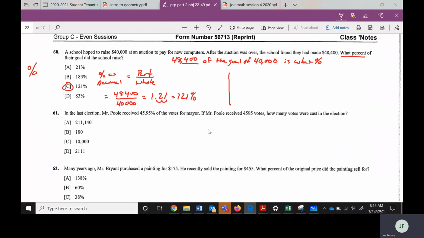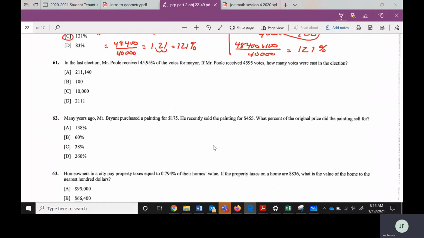Okay. The other way, finding the percent using the proportion, the whole and the part are the same. We don't know the percent. So we would take the diagonal two numbers, the 48,400 times 100, all divided by 40,000. When you do that math, you get 121, which is the percent. Okay, all right. Getting close to being done here.